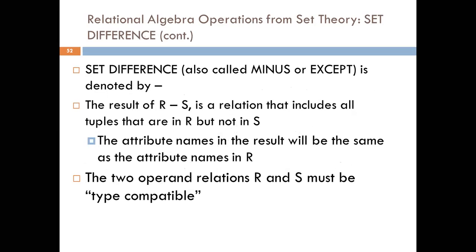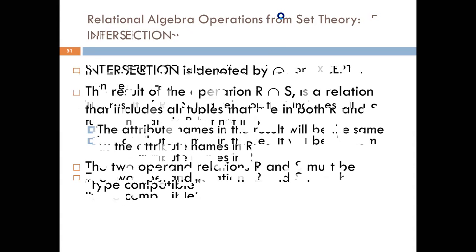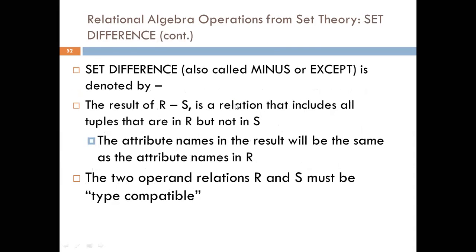Now set difference. Set difference is nothing but the minus or except. The result of R minus S is a relation that includes all the tuples that are there in R but not in S. So the general set difference operation which we perform will be like this.